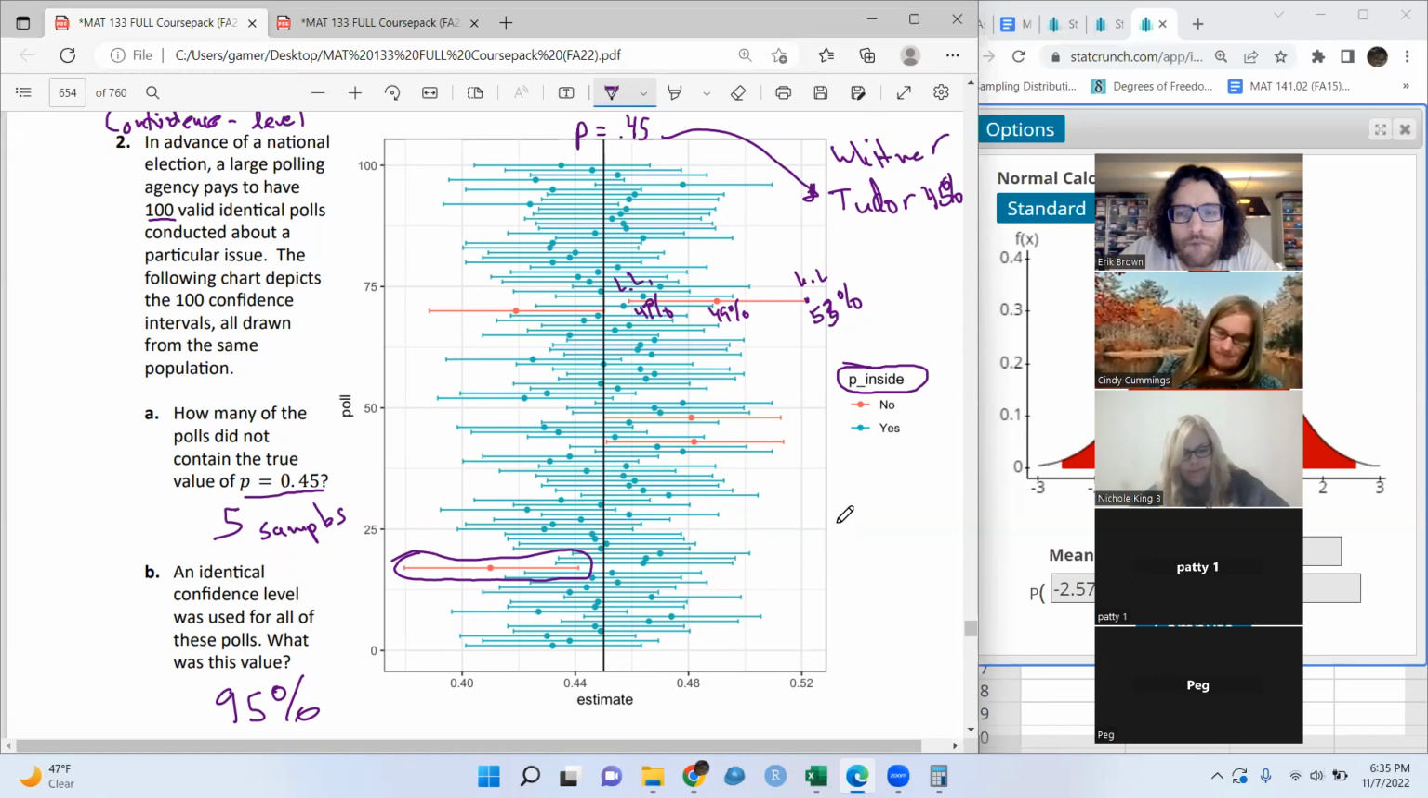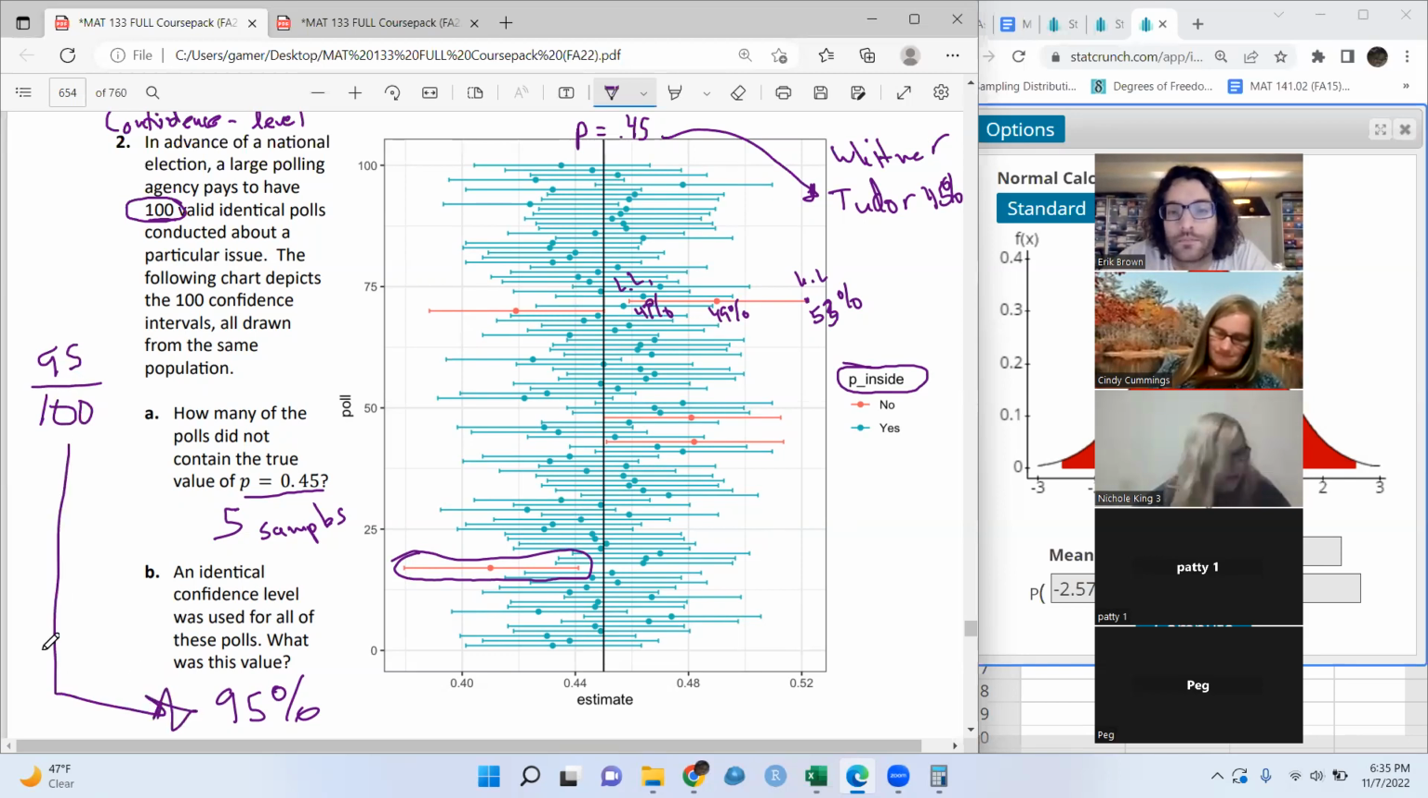So where'd you get the 95% based on the P? So there were 100 samples. 5 of them don't contain the true P. 95 do. So if we do 95 divided by 100, that's 95%. I'm glad you asked that.